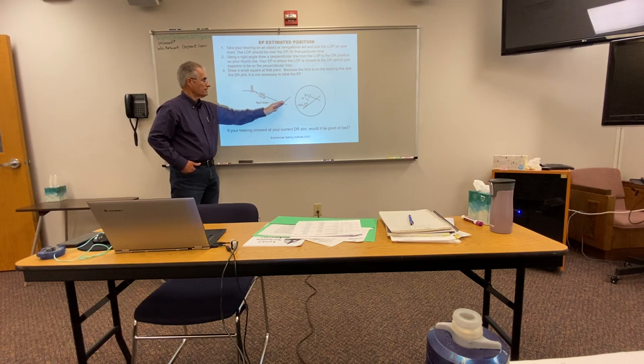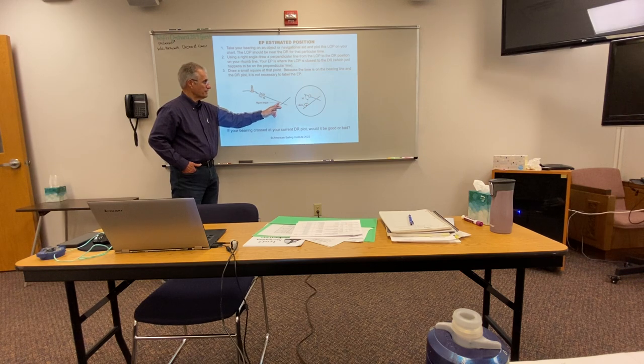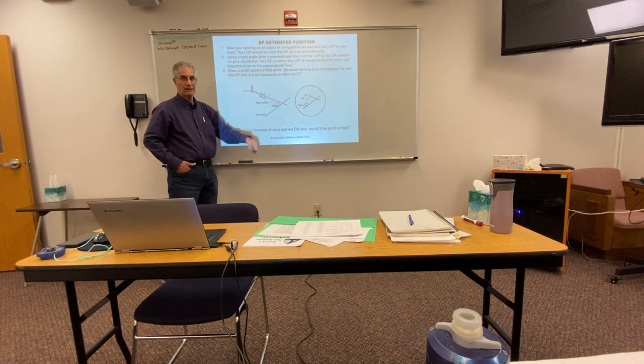So the estimate based on your course line, and the closest is a right angle to your DR. That's where this line is closest to your DR. It is a 90 degree right angle from the bearing line. So our estimate is that we're here, where that little square is.